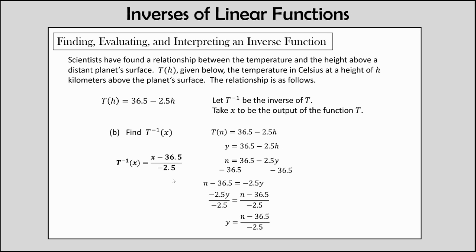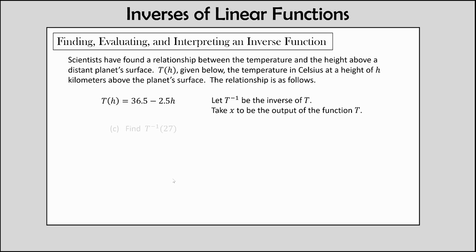Remember, the inverse function is you tell me the temperature and I'll tell you the height. The original function is you tell me the height, I'll tell you the temperature. So now it's saying, let's go ahead and take our temperature function and find the inverse value of 27. The inverse function, we just found it, is X minus 36.5 over negative 2.5. I want to find T inverse of 27. So I'm going to put 27 in place of my X, go through my calculations, and T inverse of 27 is 3.8. Now, what does that mean?